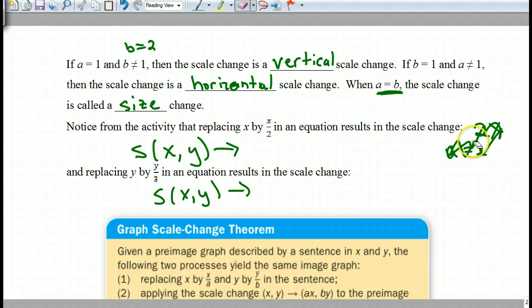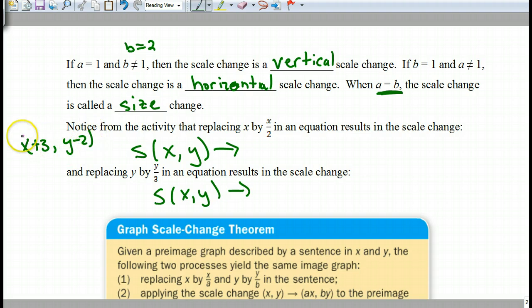Remember last week, please listen. Last week when we added something to x and y, say you add 3 to x and you take away 2 from y, remember how we had T of x, y? Okay, we're doing the same thing. And remember the original equation, we're doing the opposite. We had to put it in the equation opposite.